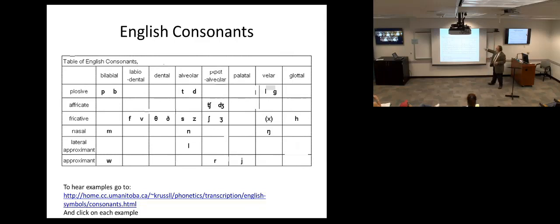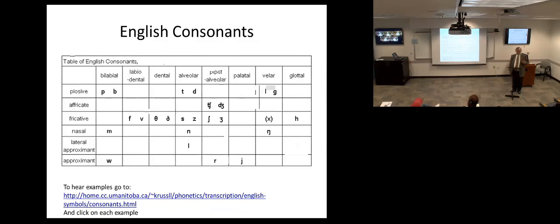And you need to remember what these little symbols look like. Most of them are fairly straightforward. It's just a few like these that get a little bit complicated. Okay? Yes? Question. Would this be the same for British English?